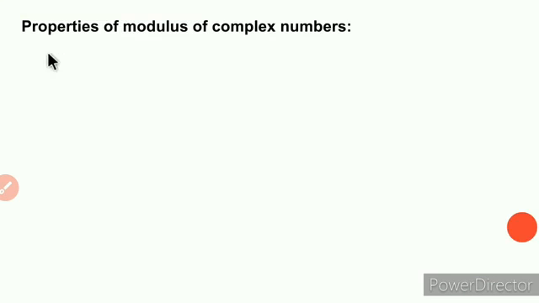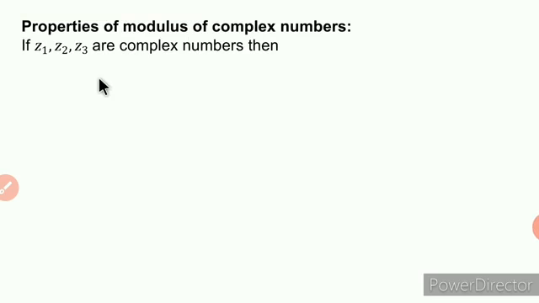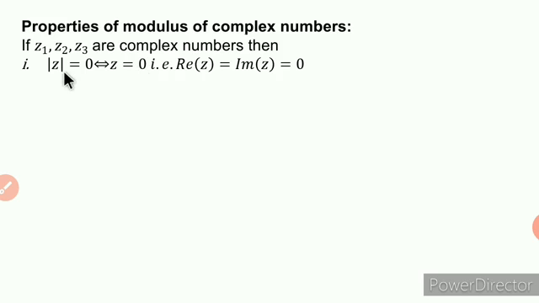Now we see the next topic, properties of modulus of a complex number. First, if z1, z2, z3 are complex numbers, then the first property is that mod z is equal to 0 if and only if z is equal to 0. That means the modulus value of a complex number is 0 if and only if the complex number is 0, that means the real part and imaginary part are both 0.